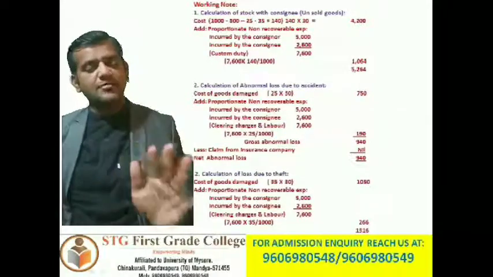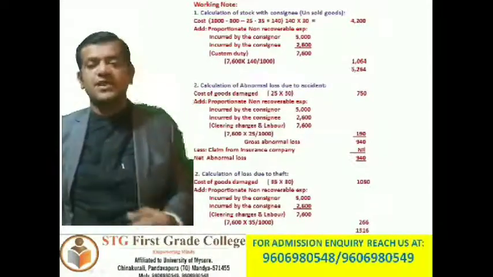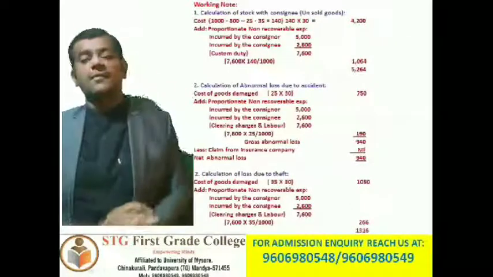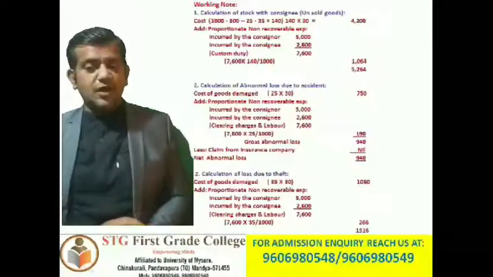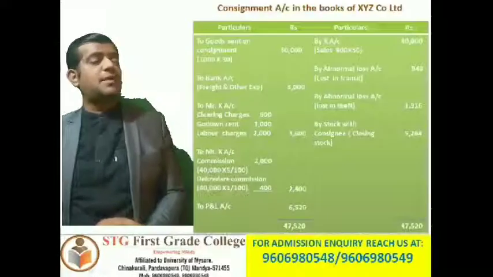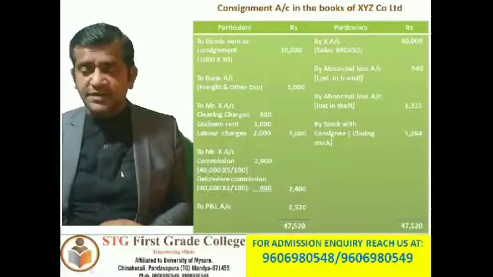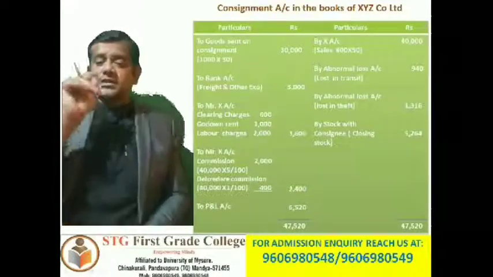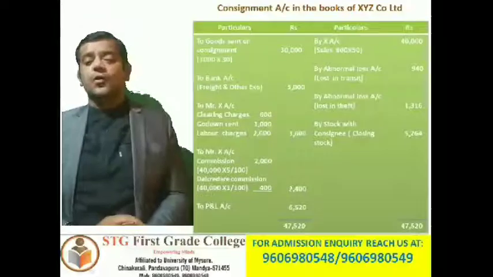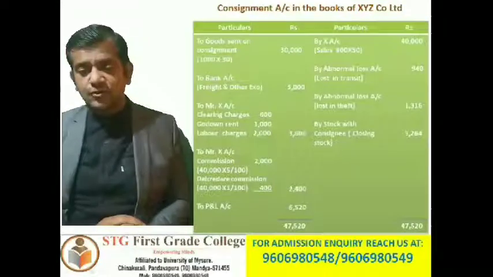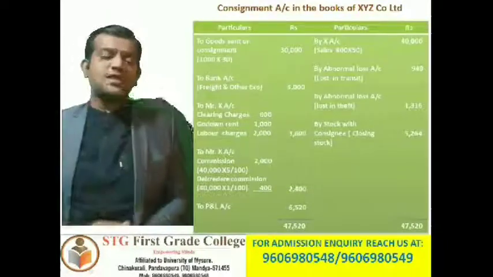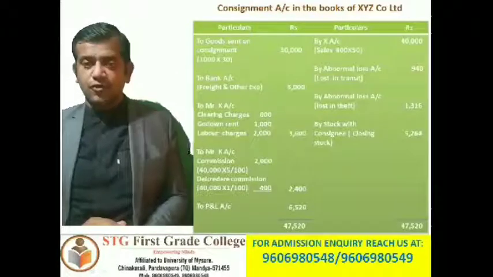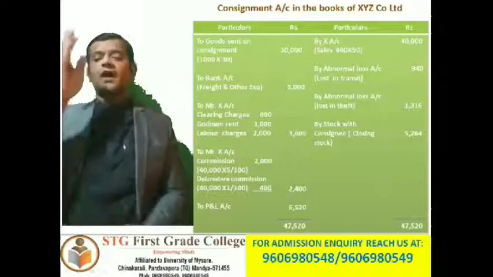I believe you have understood this working note. The same working note I have done for previous problems, no changes in it. So now make the entry: by abnormal loss account, that is goods lost by destruction, met with an accident, 940 rupees. By abnormal loss account, that is theft, 1,316 rupees. Then by stock with the consignee, that is closing stock, 5,264 rupees. Clear?